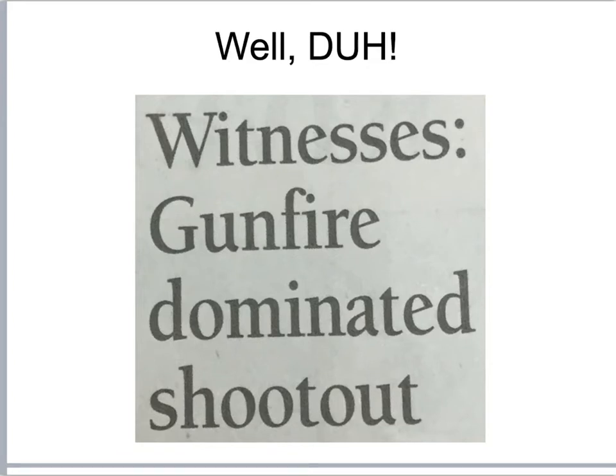All right, don't state the obvious. All right, this is: what else would dominate a shootout other than gunfire? Really? Is this telling us anything? This is not telling us anything. So find something that's a little bit more informative for your headline.